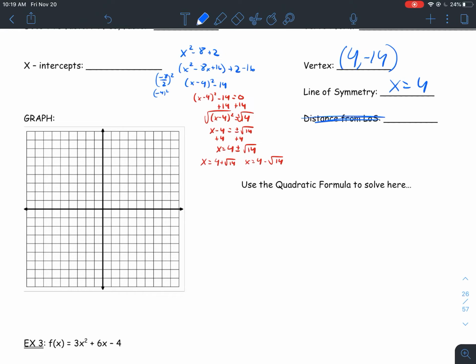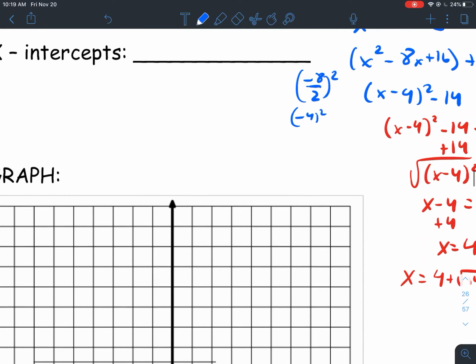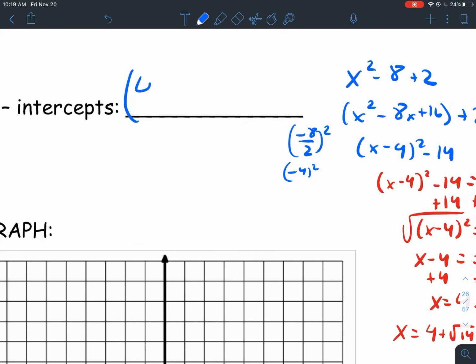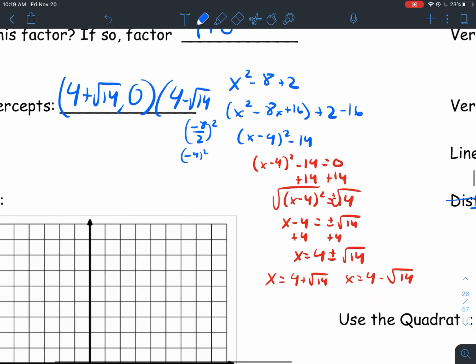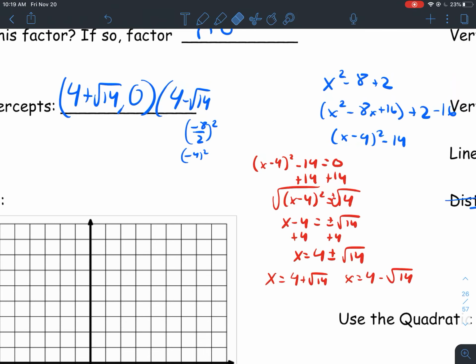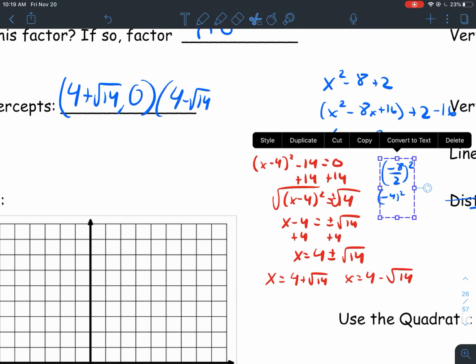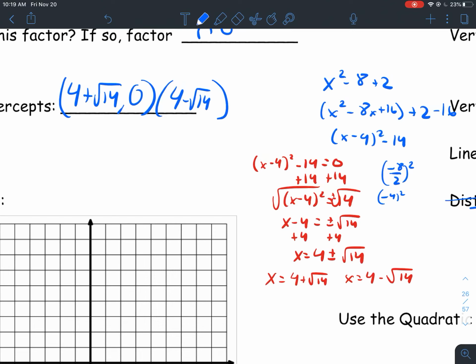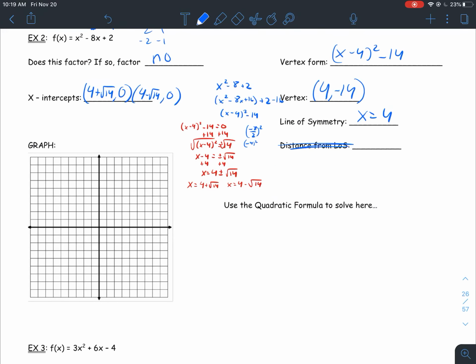So based on our solutions here from completing the square and solving, we can write our x-intercepts. Our x-intercepts are going to be 4 plus root 14, comma 0, and 4 minus root 14. Oh boy, I'm running out of space. Sorry. All right. 4 minus root 14, comma 0. Those are going to be your two x-intercepts.